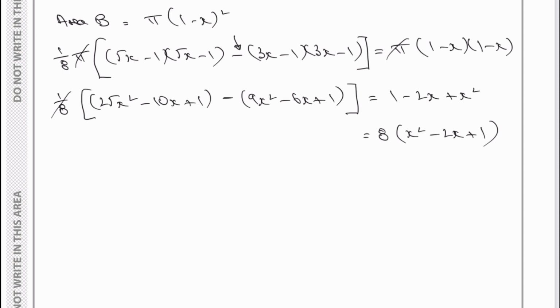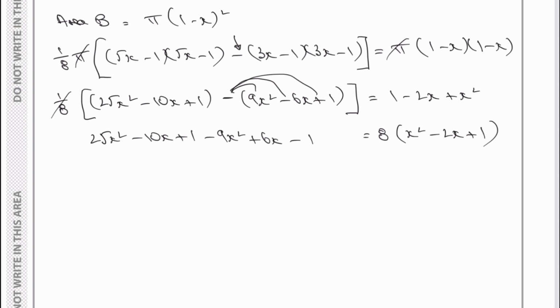Okay, what's happening inside the square brackets? I'm going to work that out as 25x squared minus 10x plus 1. And then I've got minus 9x squared. That sounds promising, that's okay. And then I've got a minus times a minus is a plus, so it's plus 6x, and then I've got minus 1. Okay, so let's tidy everything up.